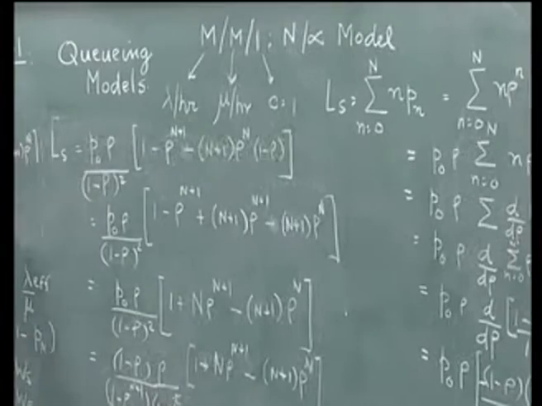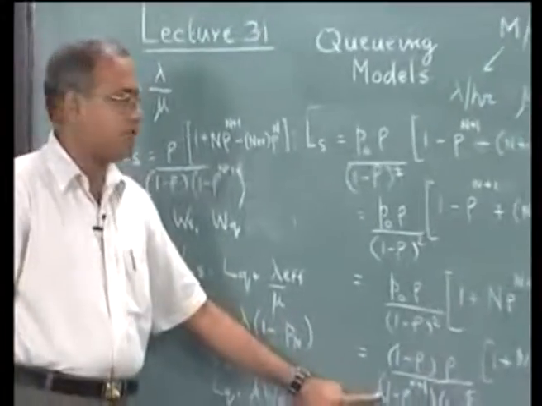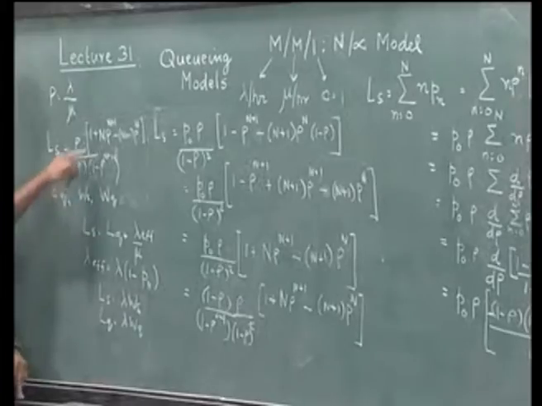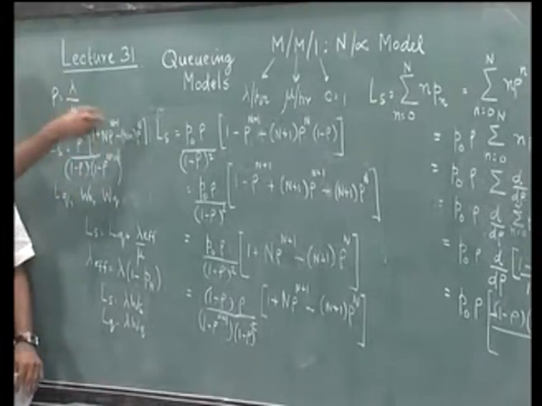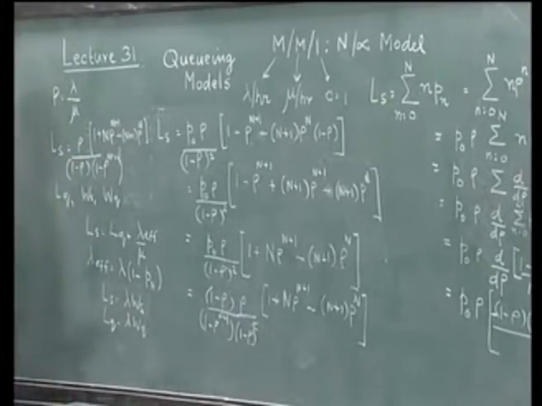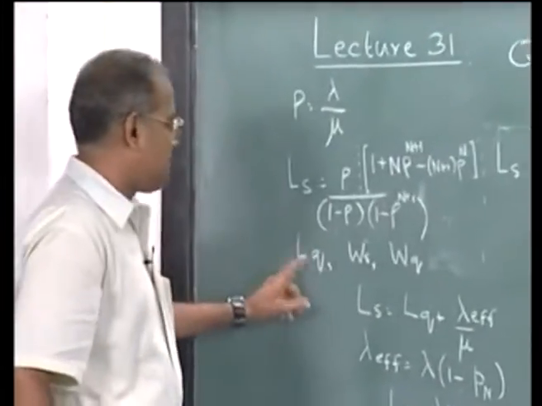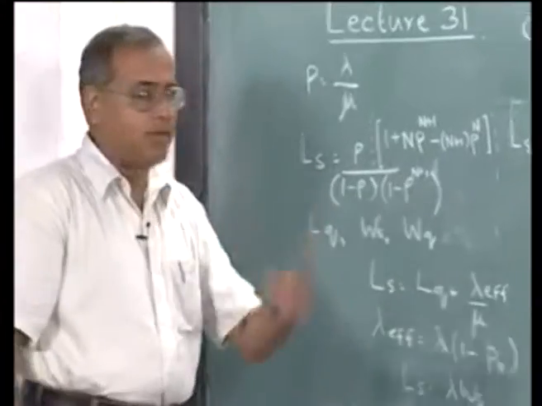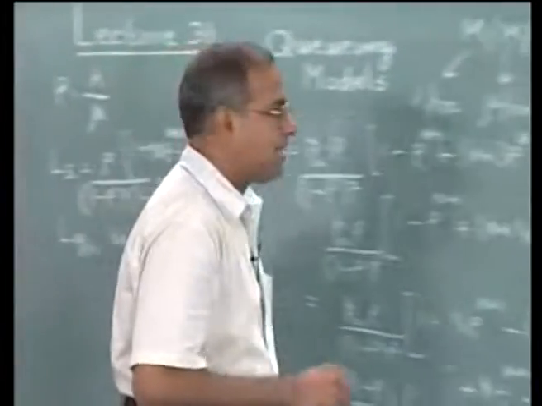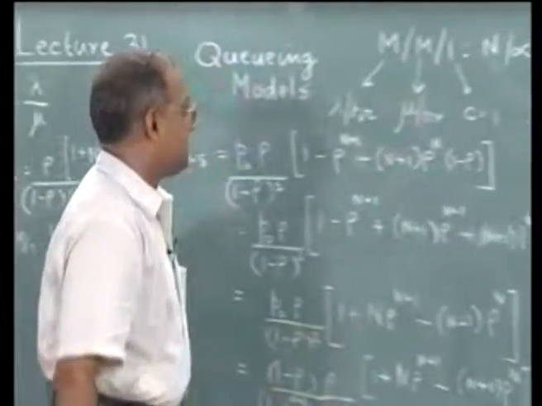Now, the expression for P naught changes. P naught now becomes (1 minus rho) by (1 minus rho to the power N plus 1). The expression for Ls changes to rho by (1 minus rho) into (1 minus (N plus 1) rho to the power N plus N rho to the power N plus 1) by (1 minus rho to the power N plus 1). And then we also have an effective lambda, because some people leave the system, and the Ls, Lq, Ws, Wq are now based on the effective lambda. Now, we will take a numerical example to understand what happens when we put a capital N into this system.